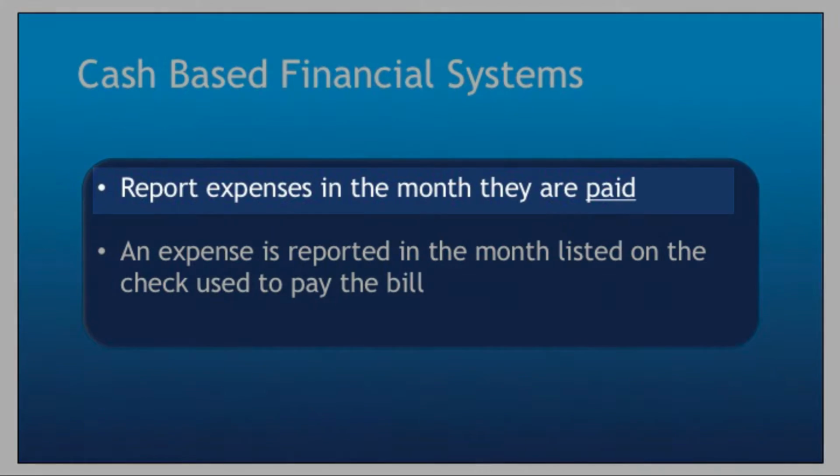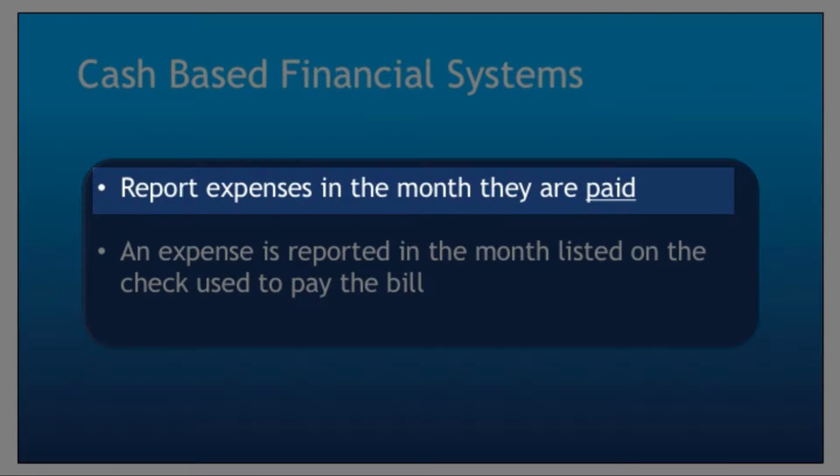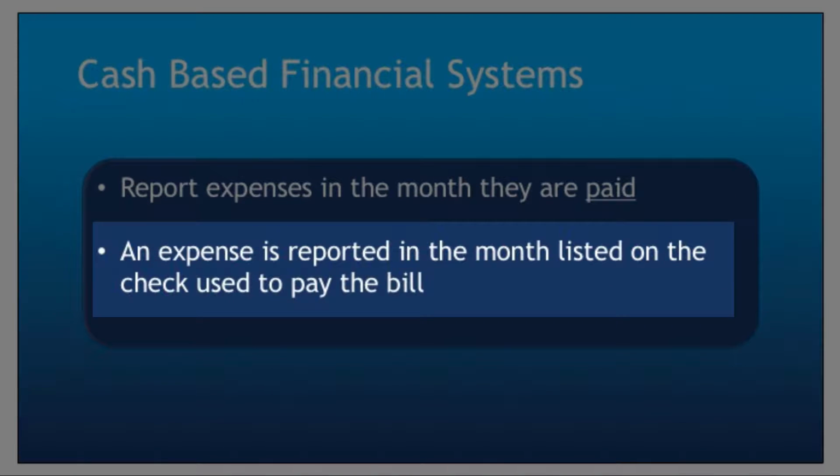Cash-based financial systems report expenses in the month in which they are paid. An expense is reported in the month listed on the check used to pay the bill.